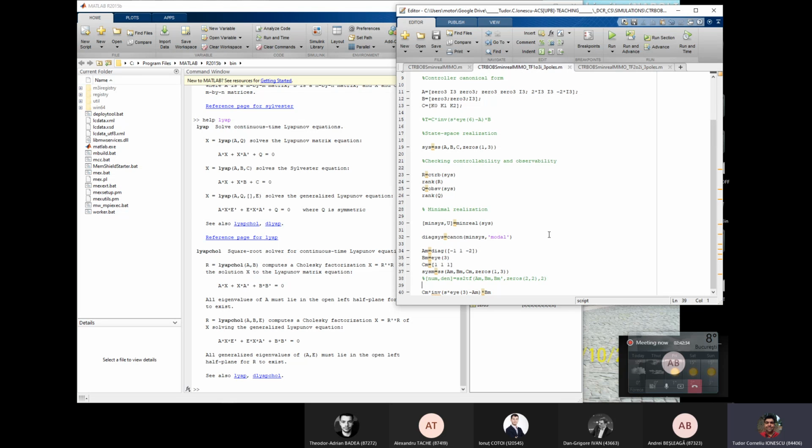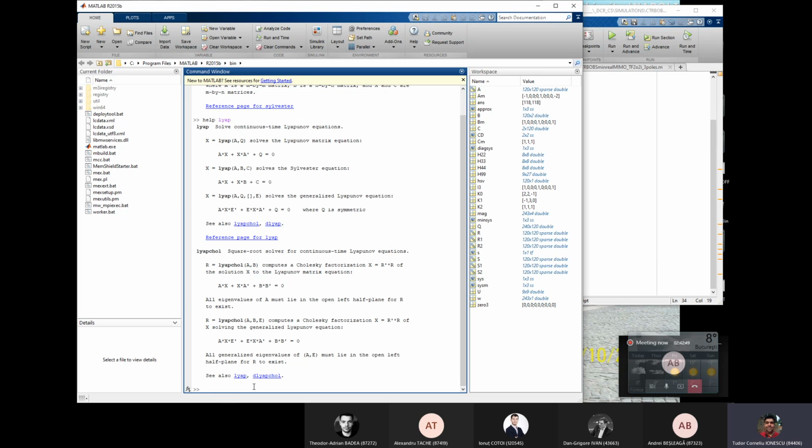For instance, let's go to this example. Let's solve the controllability Gramian. Let's call it W. The controllability Gramian is the solution of the Lyapunov equation, lyap of A and B B transpose.